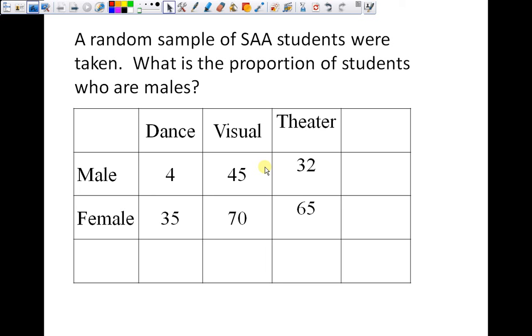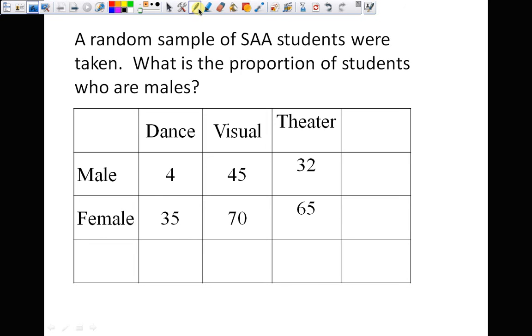So we're going to talk about two-way tables and how to get probabilities from two-way tables. Before we start, I'm going to get some row totals and column totals. The scenario says that a random sample of Savannah Arts Academy students was taken, and we're going to use this same scenario throughout the presentation. So let me get some row totals here.